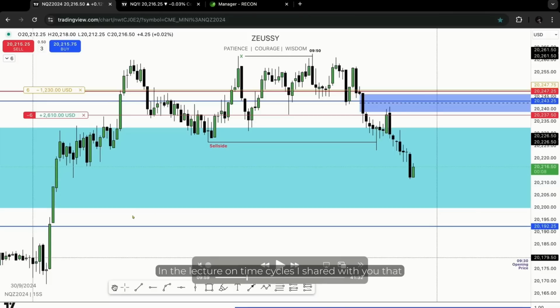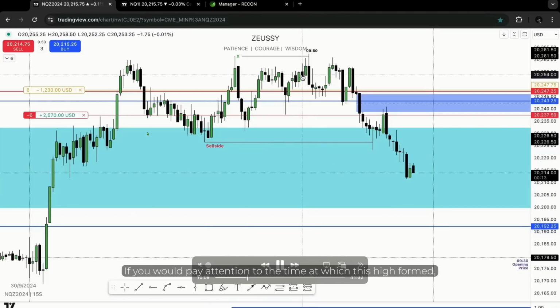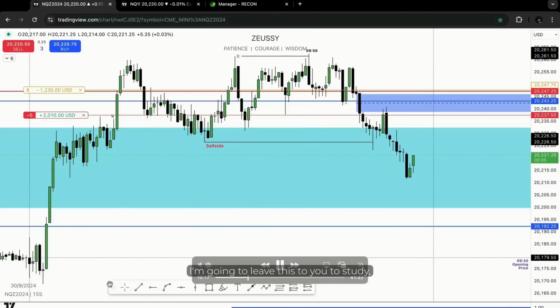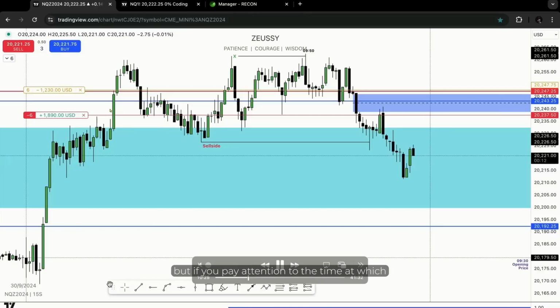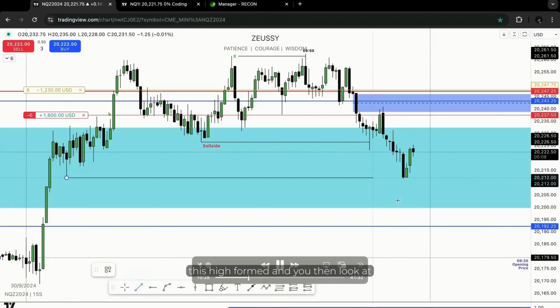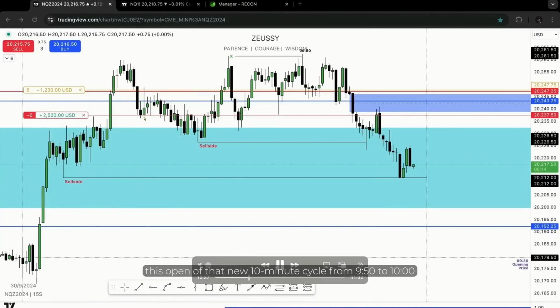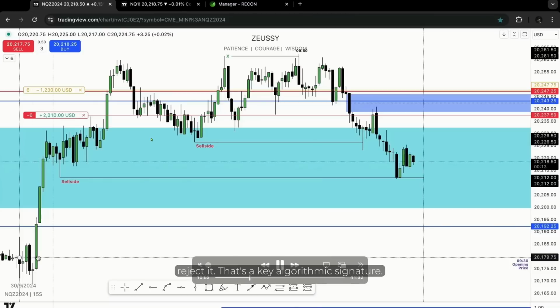In the lecture on time cycles, I shared with you that you could be paying attention to 10-minute cycles as well. I'm going to leave this to you to study. But if you pay attention to the time at which this high formed, and you then look at this open of that new 10-minute cycle from 9:50 to 10, what you will see is that we open up, reprice above this high, and then reject it. That's a key algorithmic signature.